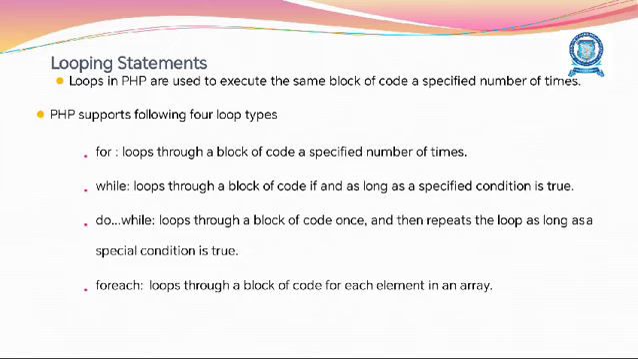For loop loops through a block of code a specified number of times. While loop loops through a block of code if and as long as the specified condition is true. Do while loop loops through a block of code once and then repeats the loop as long as a specified condition is true. For each loop loops through a block of code for each element in an array.